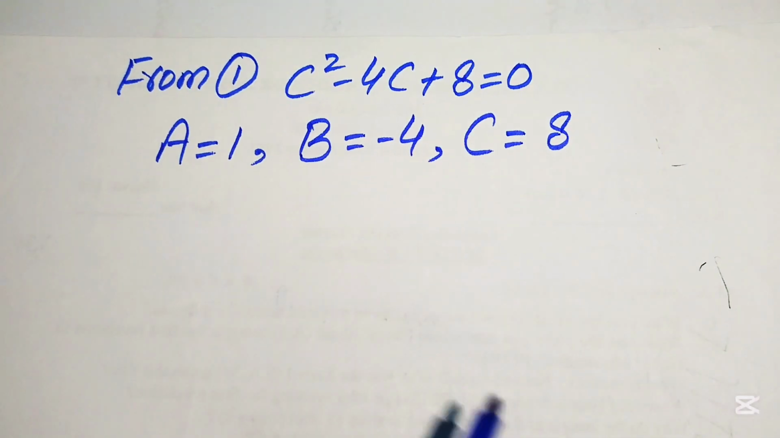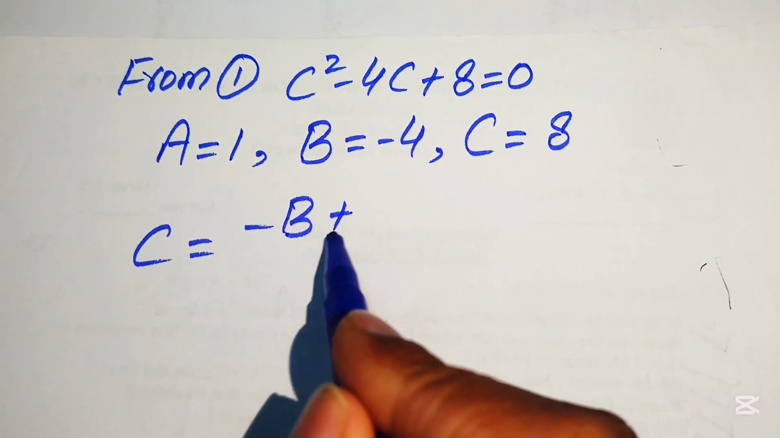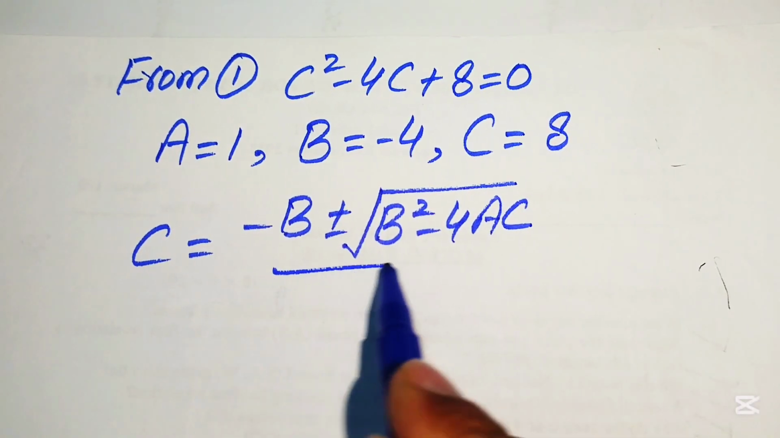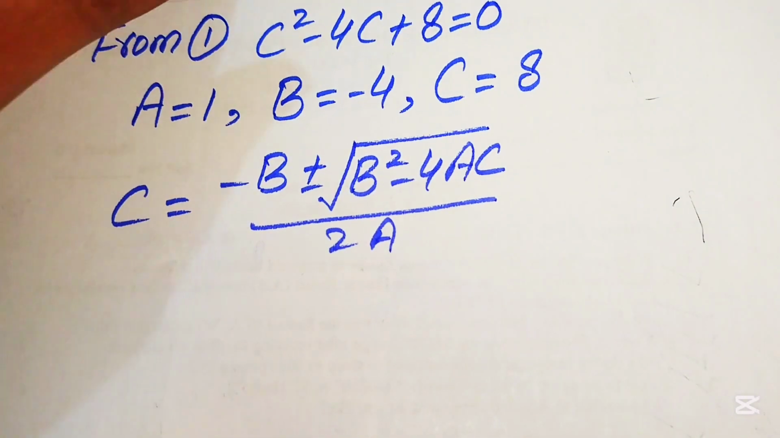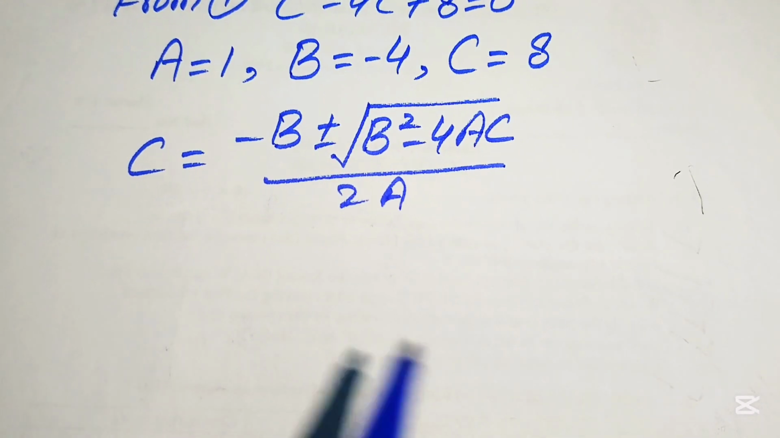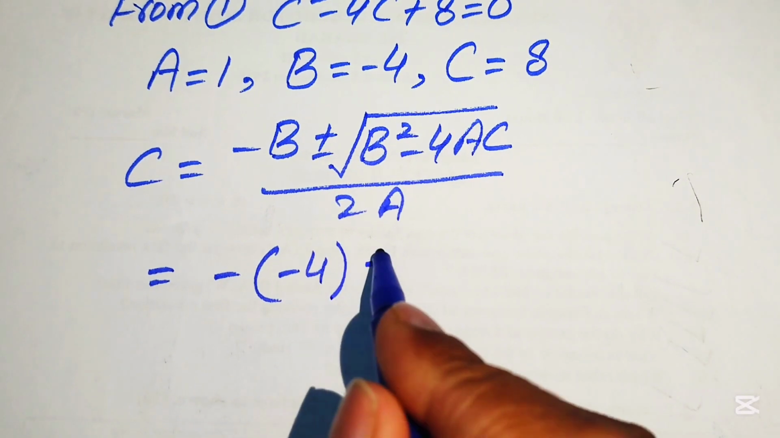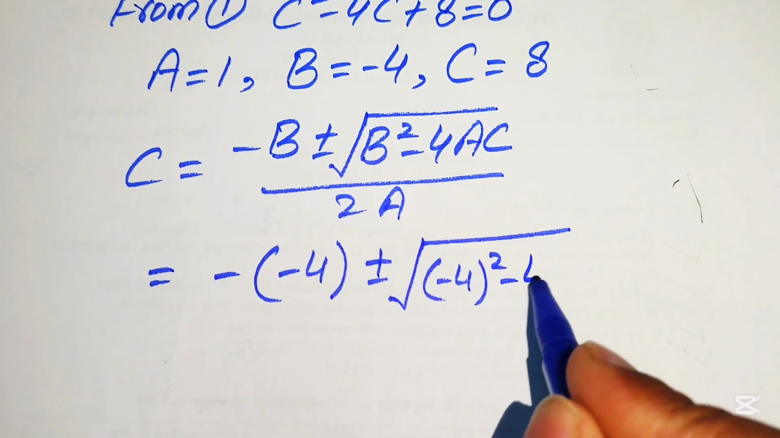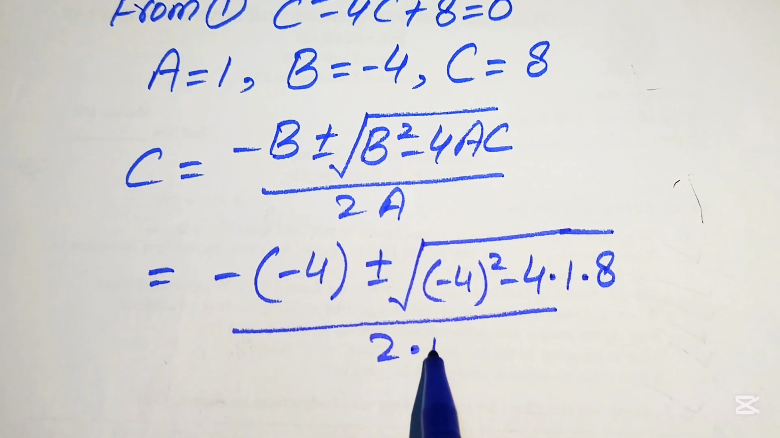Okay, so here we use the quadratic formula. It is stated as c equals minus b plus minus square root of b square minus 4ac, divided by 2a. This is our quadratic formula, and now we need to substitute the values of a, b and c in this formula. The value of b is minus 4. It will be written as minus 4 plus minus square root of b square, b is minus 4 square, minus 4 times a is 1 and c is 8, and it is divided by 2 times a.